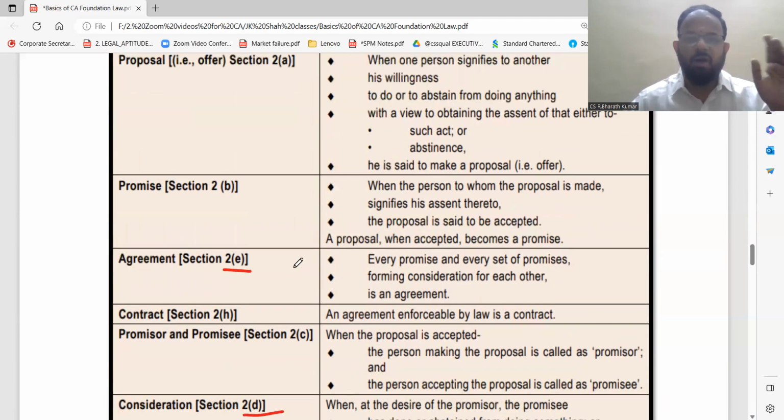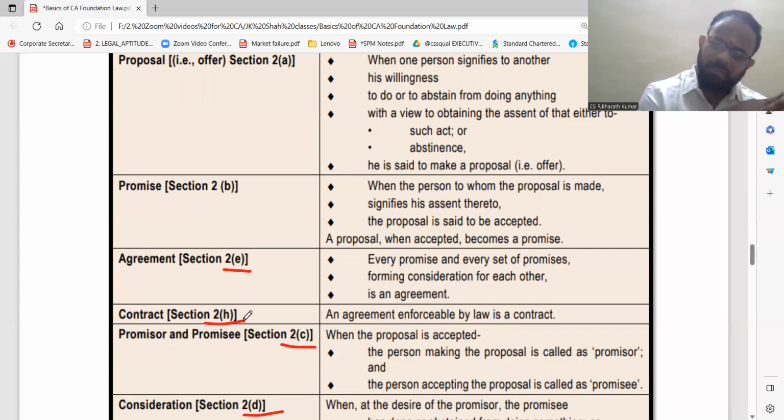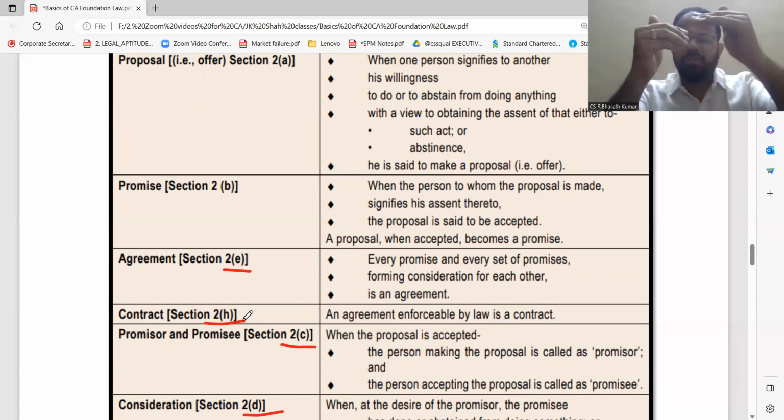And when you say offer and acceptance becomes a promise, it is going to be 2C, and contract, an agreement enforceable by law, is under 2H. Now, why are we telling this to know A, B, C, D, E, H? If you know this, it is going to be easy. A, offer. B, promise. C, promisor or promisee. D, consideration. E, agreement. H, contract. So this is for your understanding of section numbers.